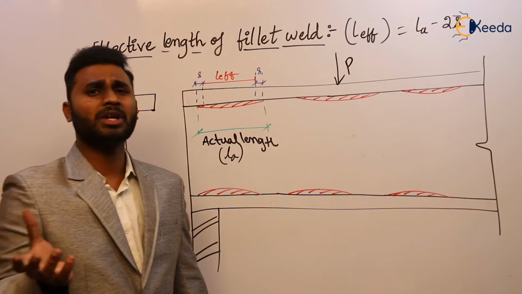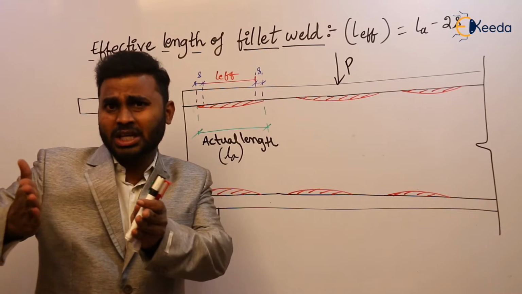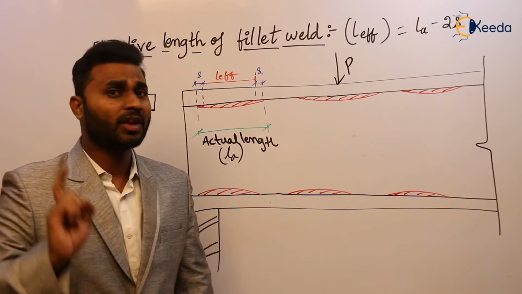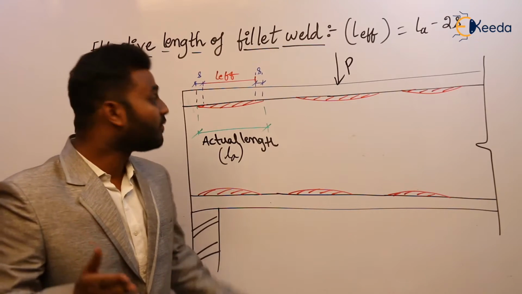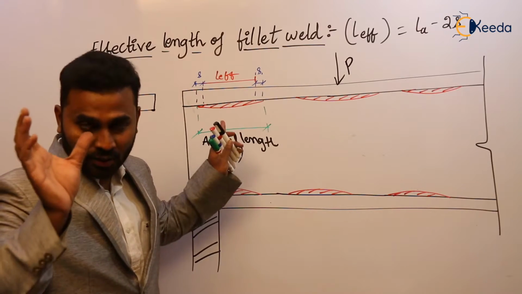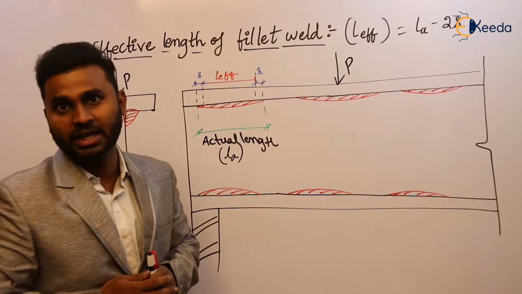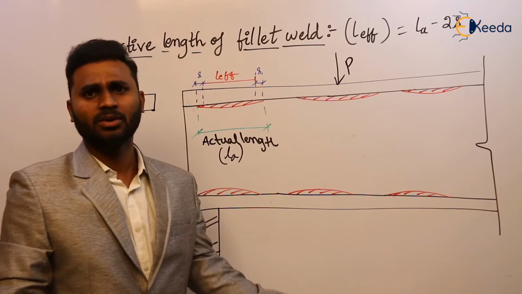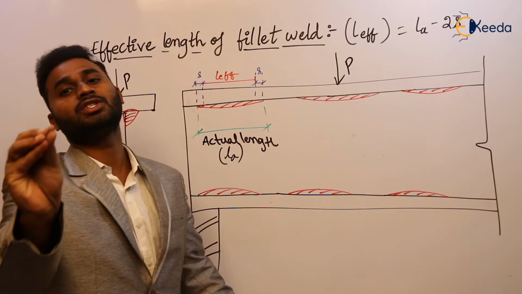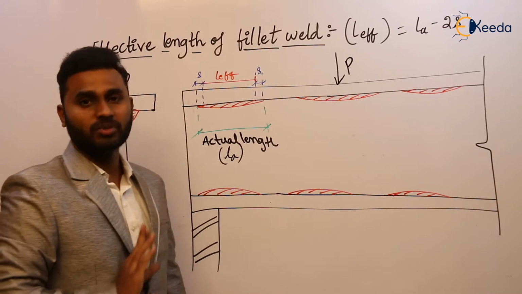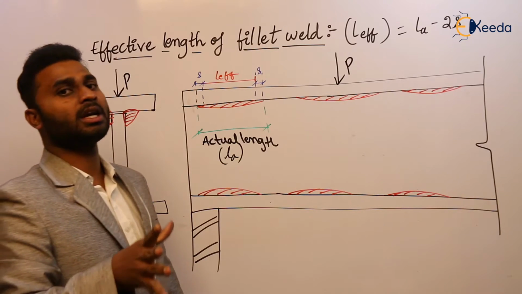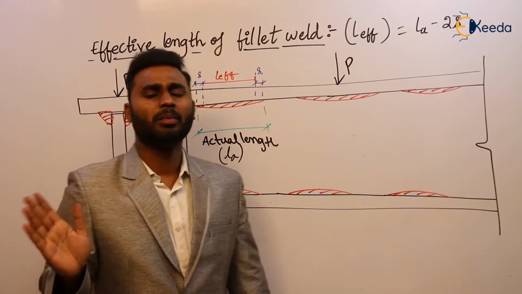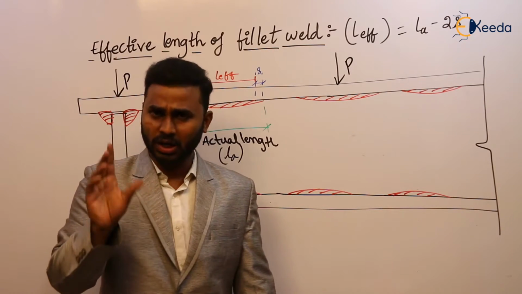What is meant by pitch? It is a distance. Simply, pitch is nothing but spacing. If the weld is discontinuous or intermittent, then only the question of spacing will arise. If the weld is continuous, from here to here, then there is no need of spacing. So only if the weld is intermittent will the question of spacing arise. What is the provision regarding the spacing or pitch? Maximum pitch only. There is no minimum pitch provision.